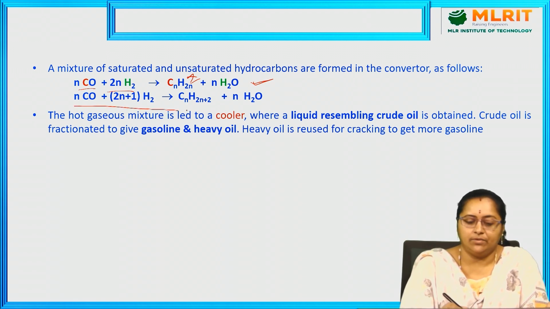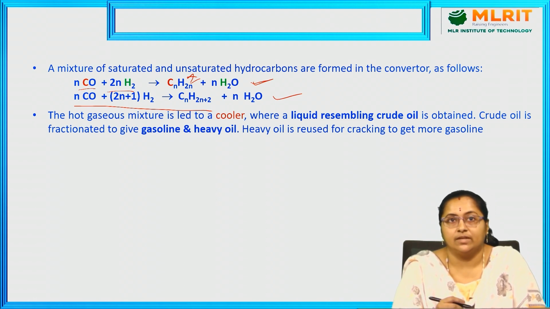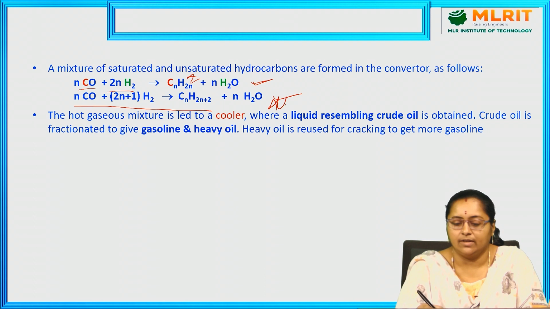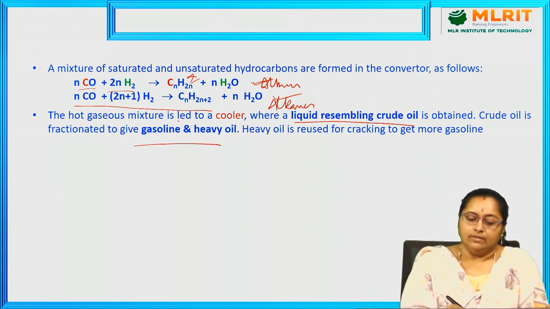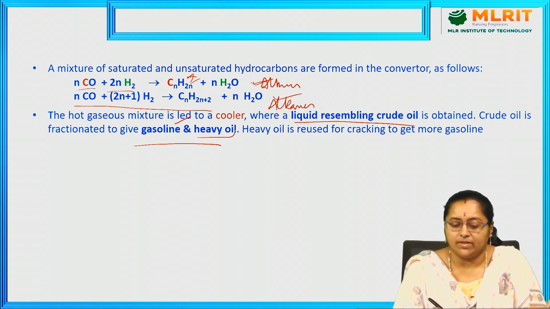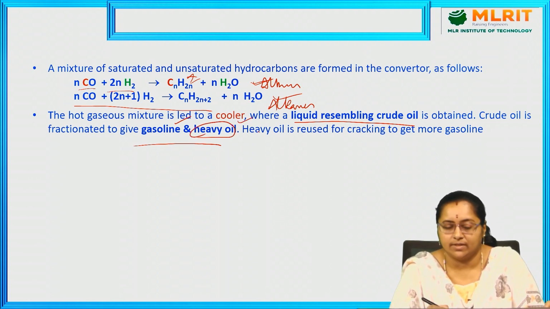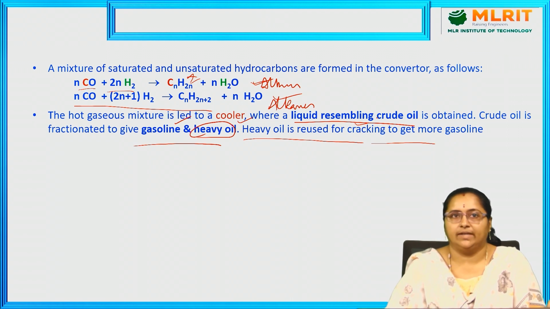The other hydrocarbon that we get with this water gas is CnH2n plus 2, the general formula for alkanes. So these are alkanes and these are alkenes, and they are then subjected to fractional distillation. Then we get one liquid resembling crude oil at the end, which we call gasoline or synthetic petrol. In this process we get heavy oil as one of the products along with gasoline. That heavy oil can be reused to produce gasoline or synthetic petrol by the cracking process.